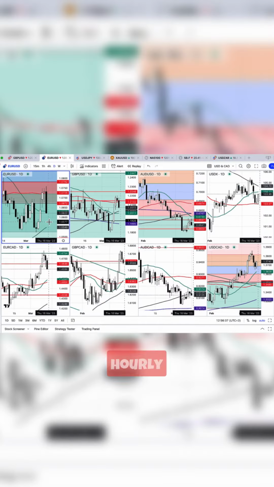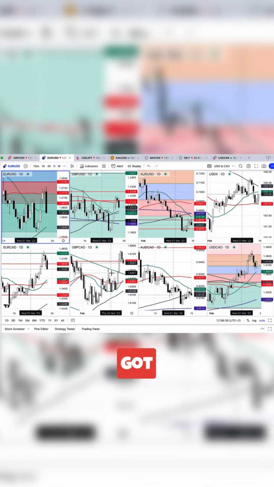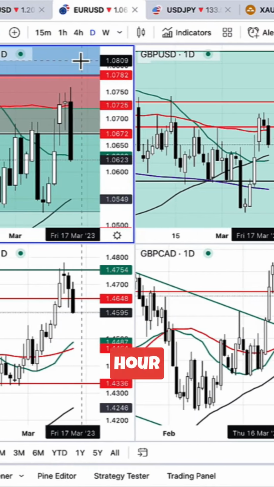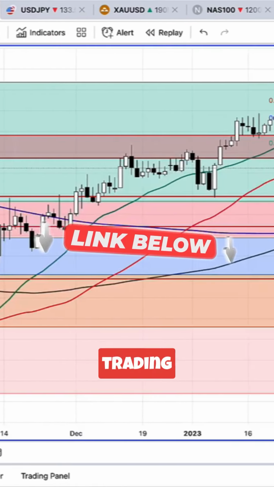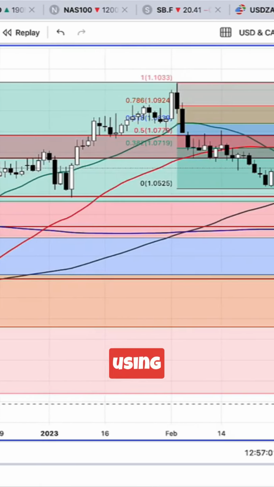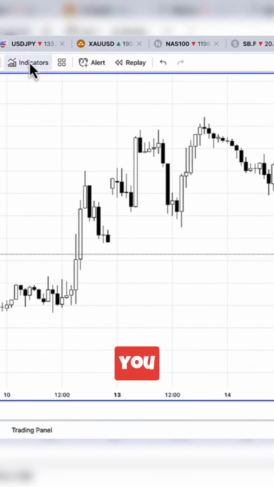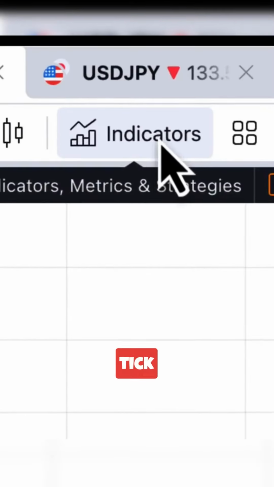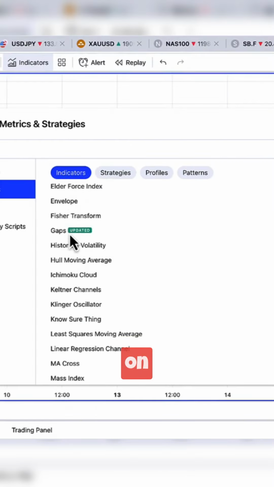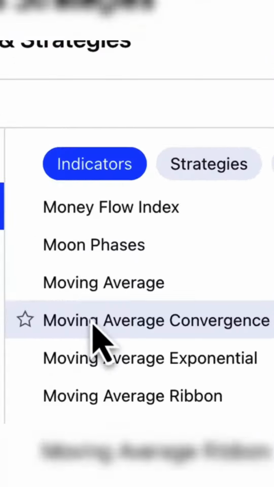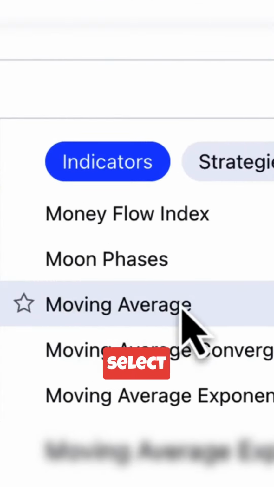At the top, I've got the hourly charts, and at the bottom, I've got the daily charts. And I'm going to start with the hour chart using the classical G7 trading system setup that I've been using for over 20 years. In TradingView, you can go to indicators. There's a little tick tag at the top here. The first one I'm going to put on is a moving average, and we want the simple moving average, so you just select the moving average.